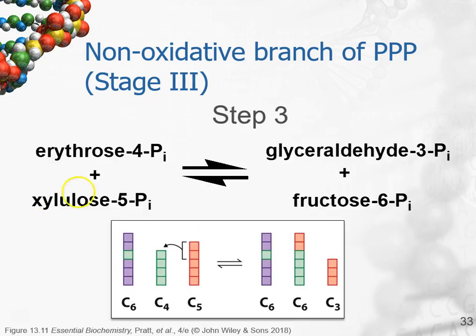So that was a ketose, the xylulose 5-phosphate. And there's the product of that step 2, which was the erythrose 4-phosphate. A transketolase reaction, if you remember, involves the transfer of 2 carbons from the ketose to the aldose. And this was the 6-carbon sugar that we got from step 2, so this remains unchanged.